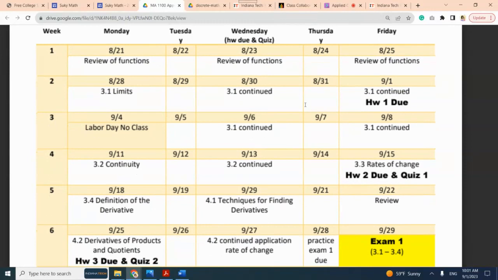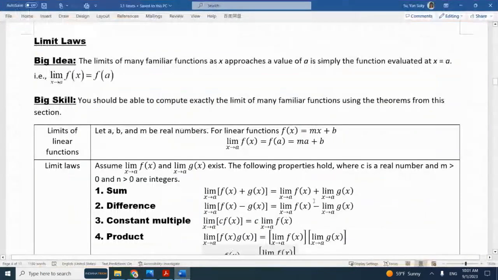And then so today we will continue on section 3.1. And next week will also be 3.1 as well. This is a long handout.